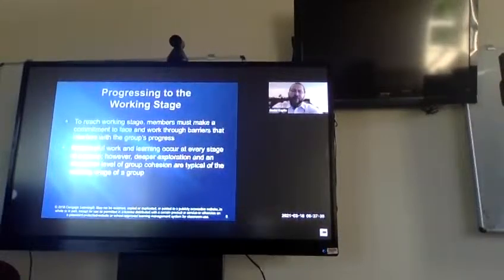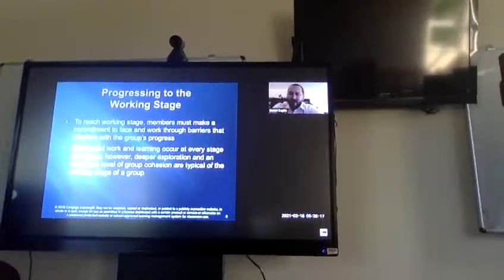But to reach the working stage, members must make a commitment to work through challenges and face issues and barriers that are interfering with the group's progress. So there has to be an openness for change. There has to be a willingness to receive criticism and work on any resistance or hidden agendas that a person has. It's important to commit that you're going to look at those.